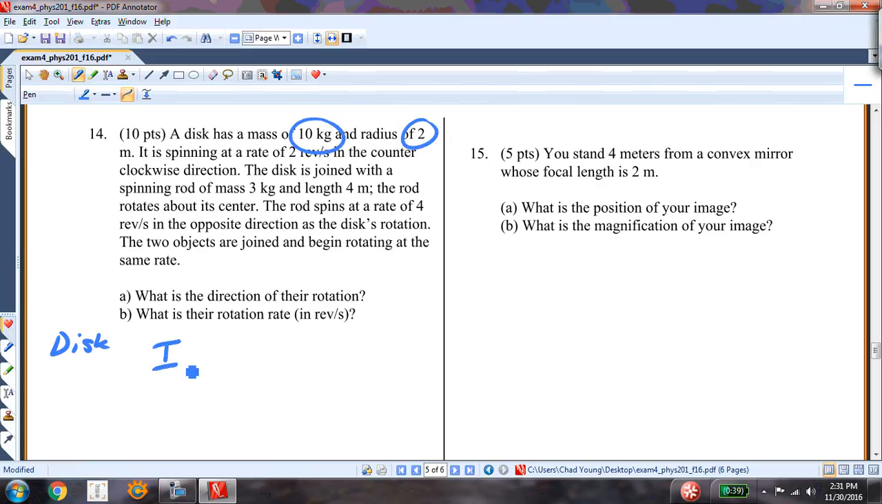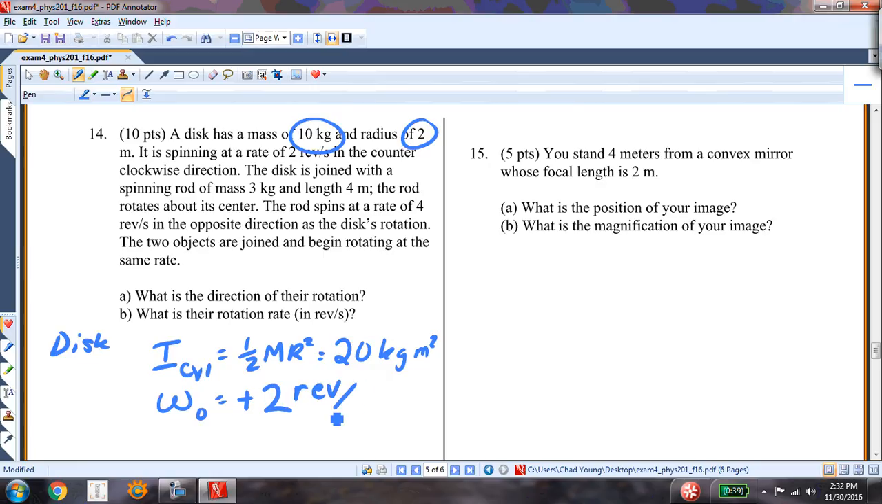So I'm going to go ahead and calculate its moment of inertia. It's a cylinder, so that's 1/2 mr squared. 1/2 of 10 times 2 squared, which is 4, so that is 20 kilogram meters squared. I also know that its omega initial is 2 revolutions per second in the counterclockwise direction, so it's plus 2 revolutions per second. You could convert it to radians per second here, but you'll see that that's not really necessary, where with my angular momentum problems, the units just carry through.